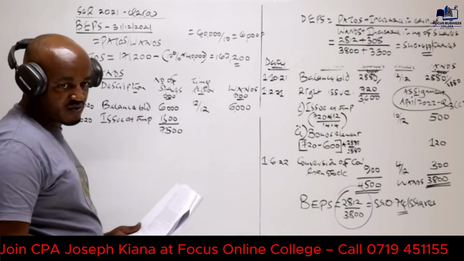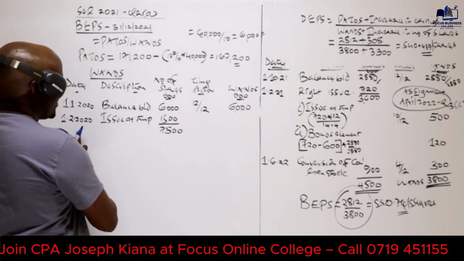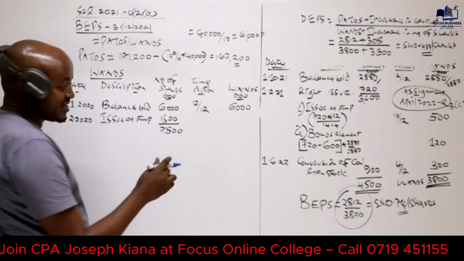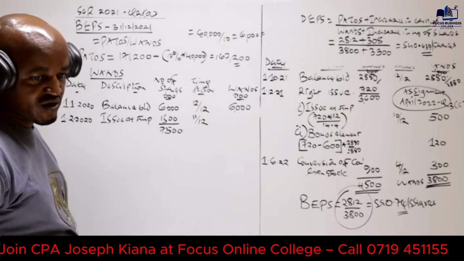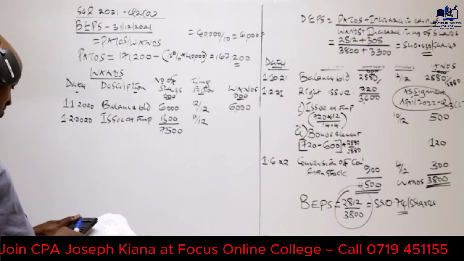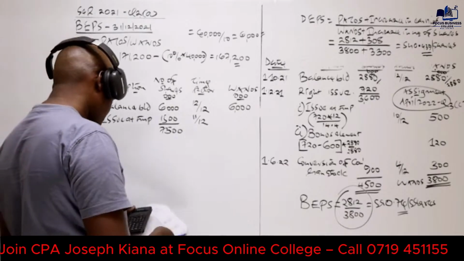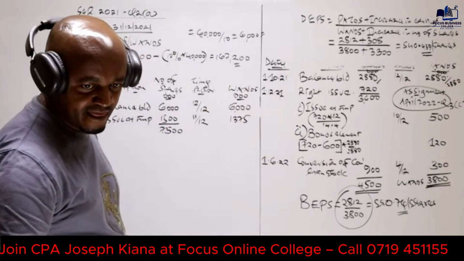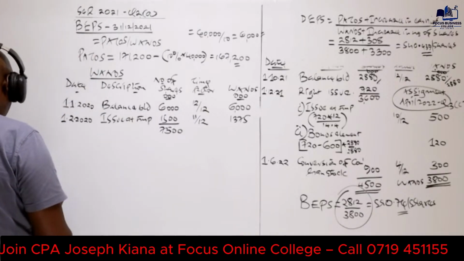Taking into account that they were issued at full market price, they should be weighted on a time basis. They will be held for how many months? From Feb all the way to December, that should be 11 months. 11 out of 12, because we are only excluding January. So let's work this out: 1,500 times 11 divided by 12 will give us 1,375.